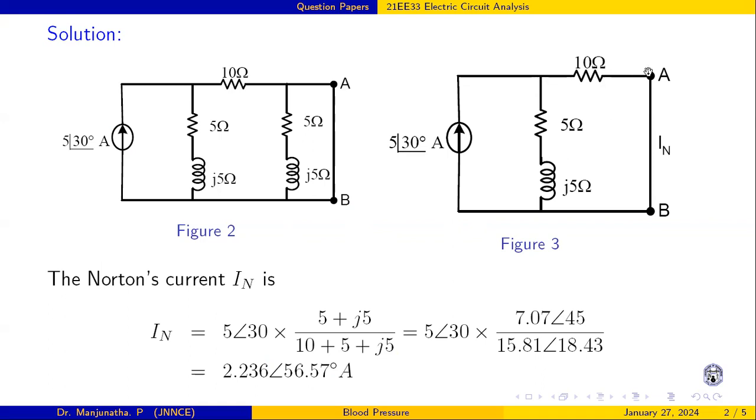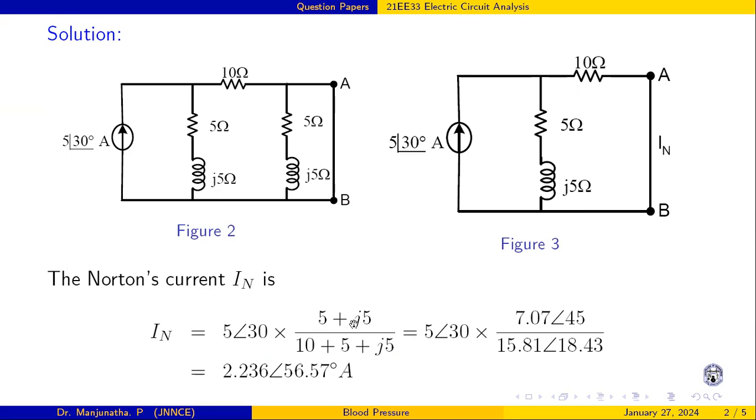Now I have to find this IN current. There are two branches here. You call it the first branch and the second branch. I have to determine the current through the second branch, and there is a single current source here. So IN is equal to the current here, 5 at 30 degrees, into the impedance of the other branch, divided by the sum of the two branches. You call them Z1 and Z2, so Z1 plus Z2. That is 10 plus 5 plus j5.